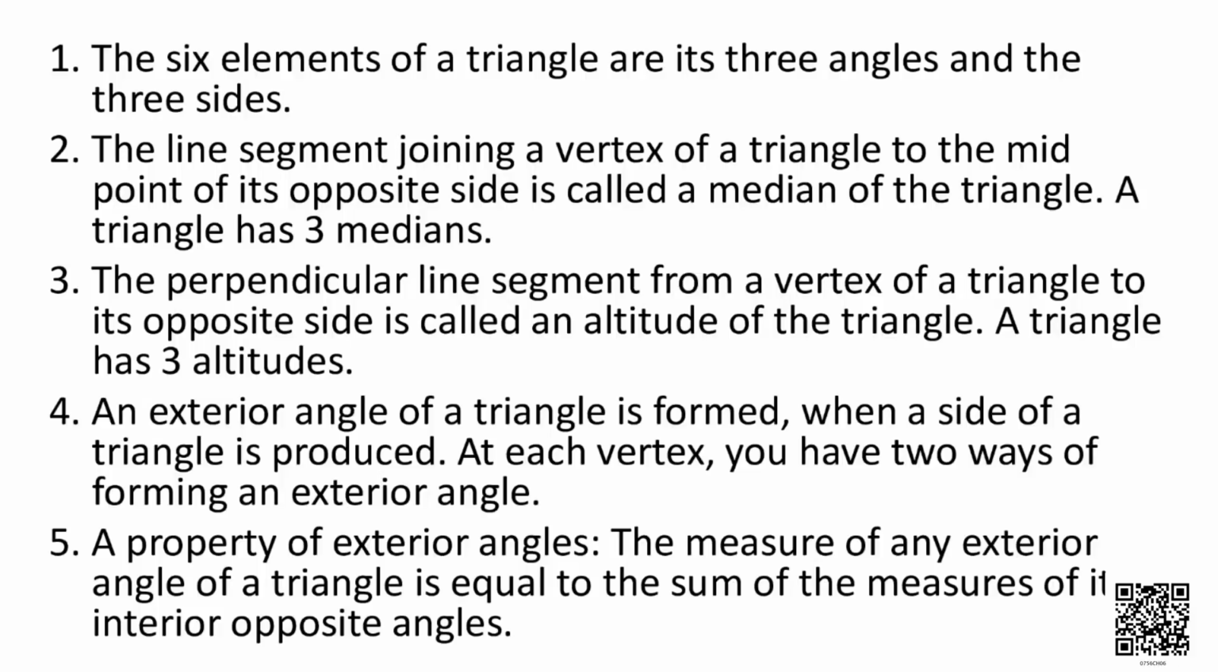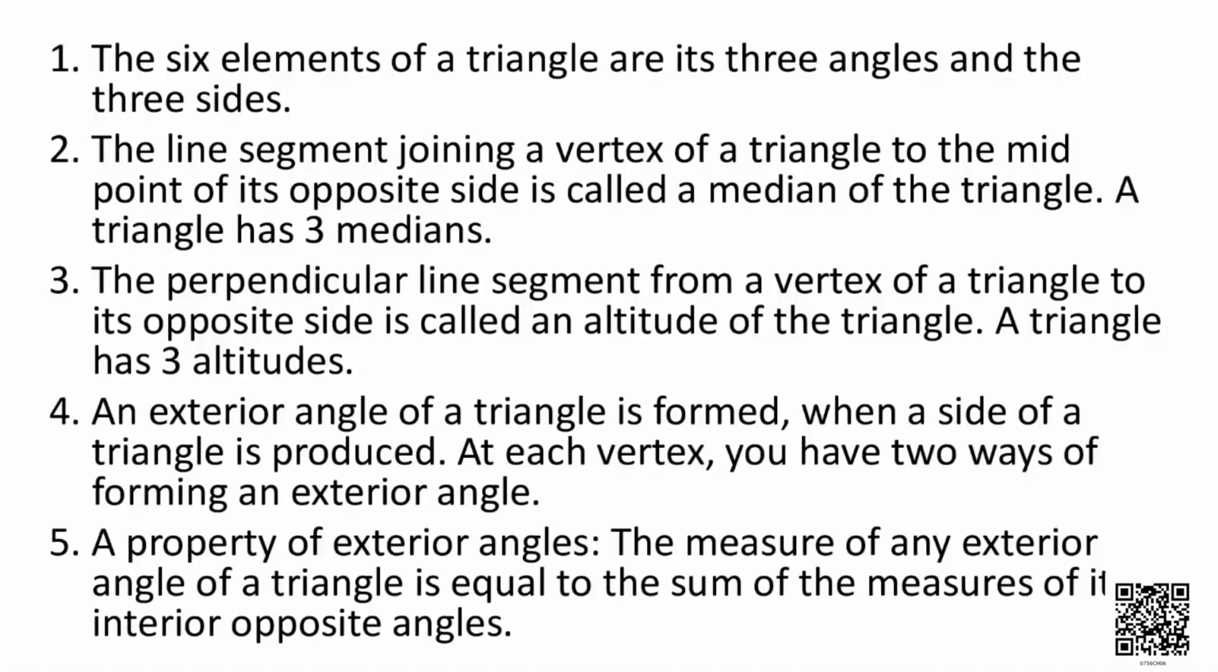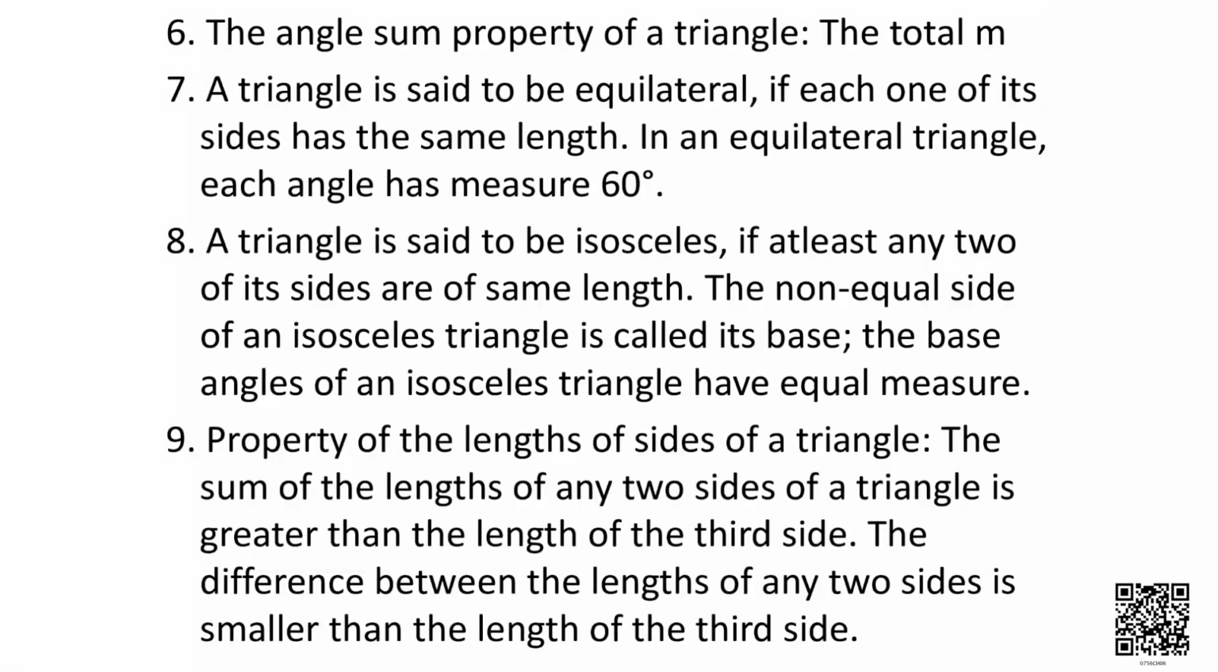An exterior angle of a triangle is formed when a side of a triangle is produced. At each vertex, we have 2 ways of forming an exterior angle. Also, we have learned the property of exterior angles. That is, the measure of any exterior angle of a triangle is equal to the sum of the measures of its interior opposite angles. We have also learned the angle sum property of a triangle. That is, the total measure of all the angles of a triangle is equal to 180 degrees.